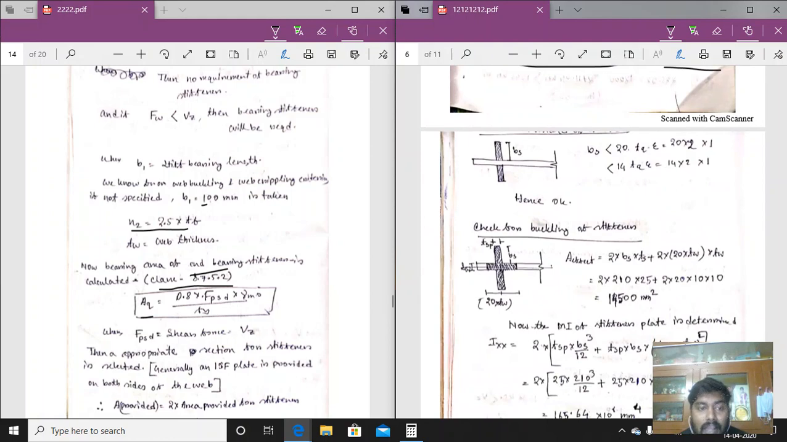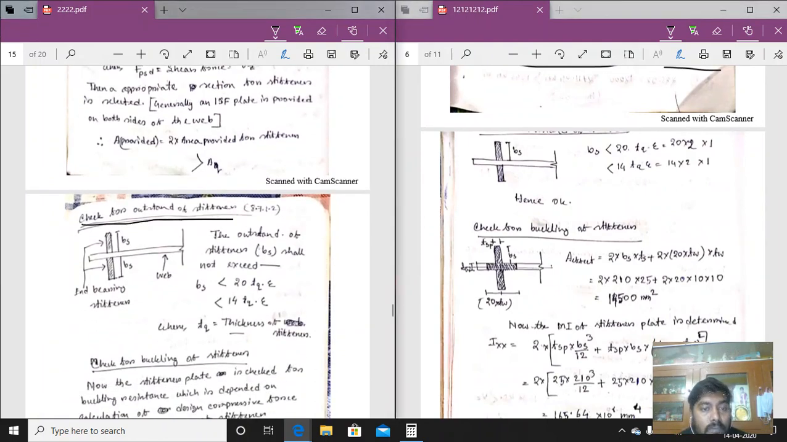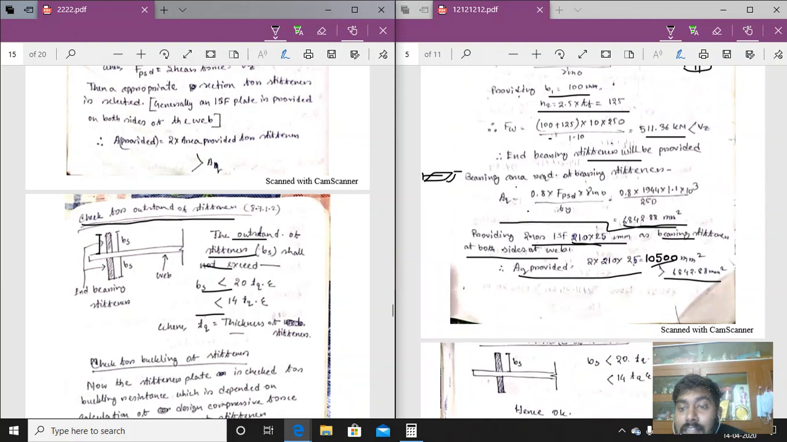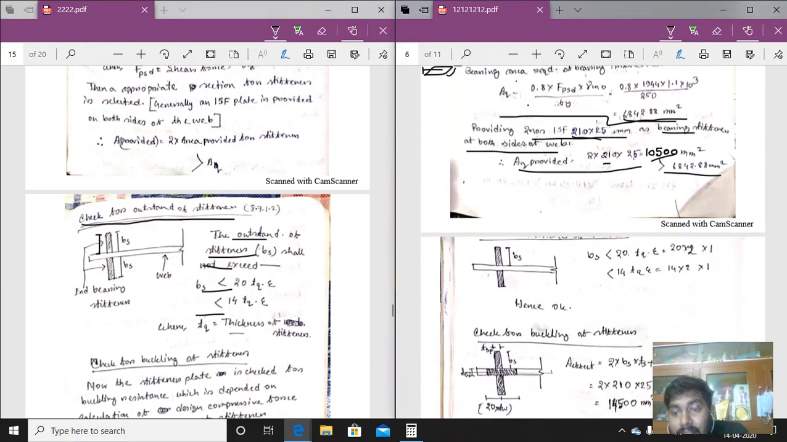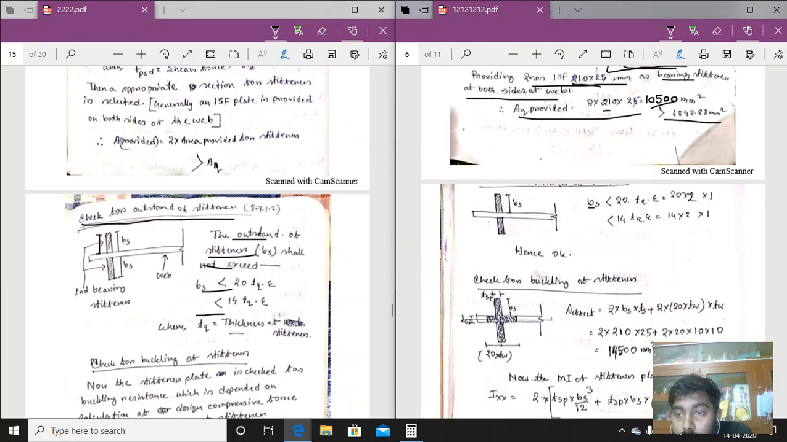Now coming to the next criteria, that is the check for outstand of stiffener. So the outstand of the stiffener we have to check. The outstand of the stiffener BS shall not exceed those two values. So what is the value of BS we are getting? BS means the width of the stiffener plate. So the width of the stiffener plate we have provided is 210 mm. So let us check if it is less than those two values. So 200 into 2, that is equal to 400, and that is equal to 280. So that criteria is also satisfied. So the check for the outstand of the stiffener is also satisfied.